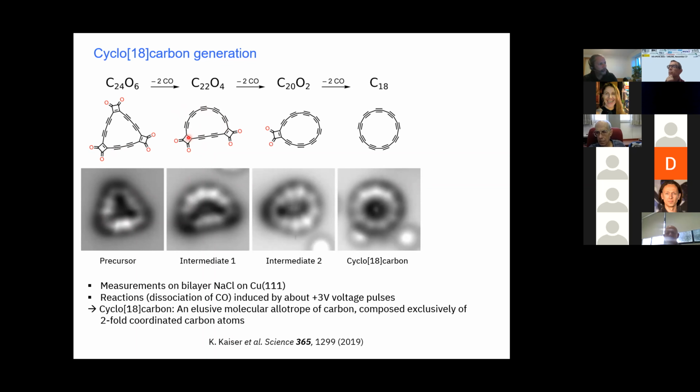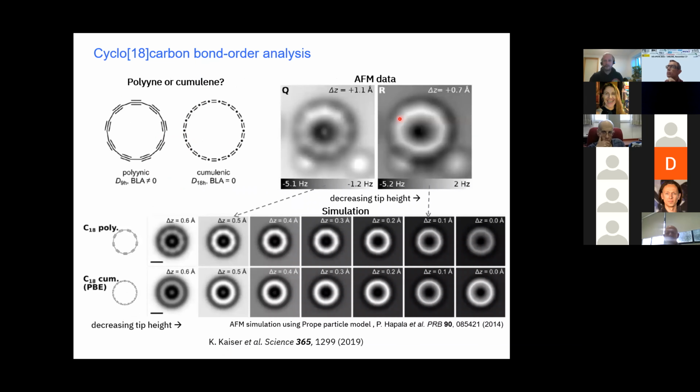And you form now here these 5 consecutive triple bonds that you also see, and you go on with that, and you go on, and finally you dissociate all the COs, and you come up with this cyclo-18 carbon. And now you can compare the structure to simulations, presuming it would be either polyynic or cumulenic. And what you see is if you calculate the cumulenic form, this molecule would look very much like a ring.